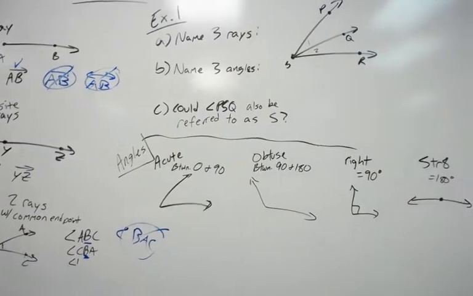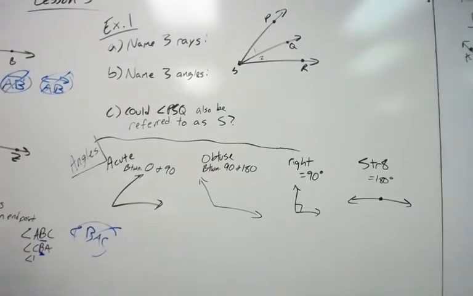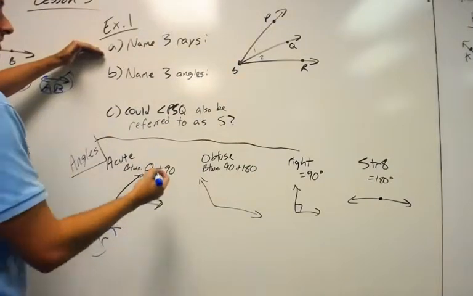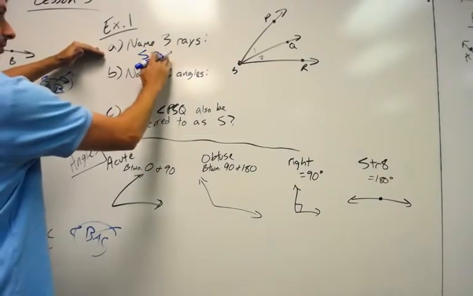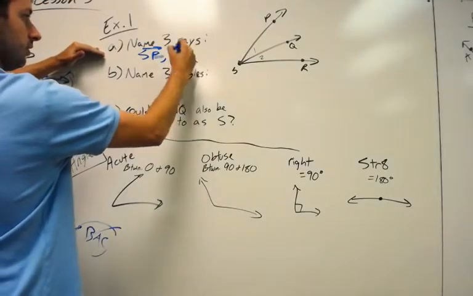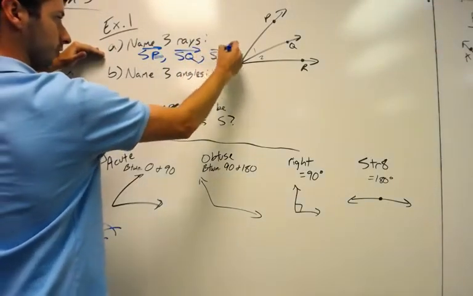In example 1, it says name 3 rays in this diagram. Well, this is very easy. You would label SP. Oops. You have SQ, and you have SR. Hopefully all this is pretty self-explanatory.